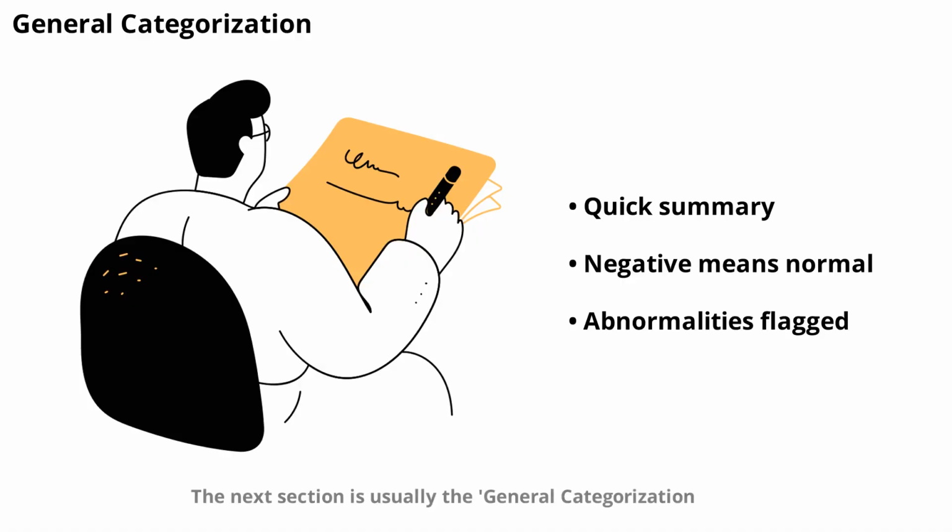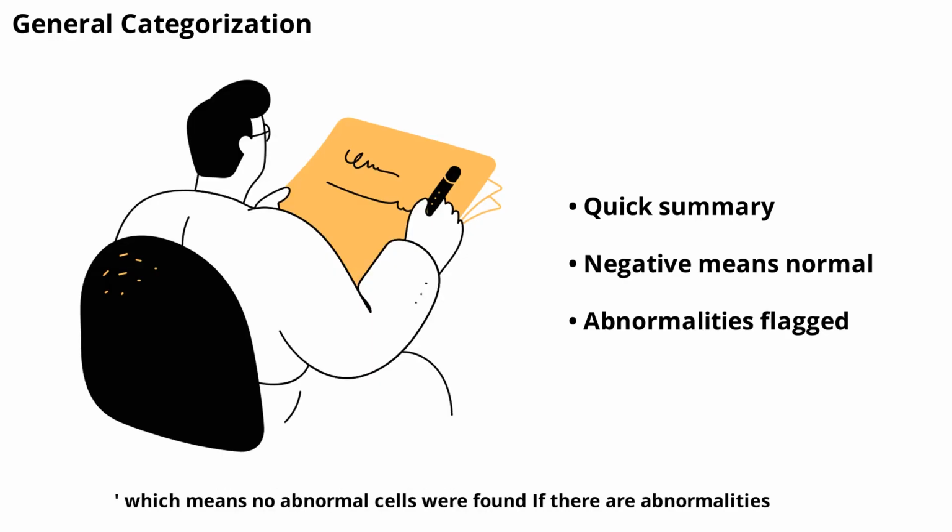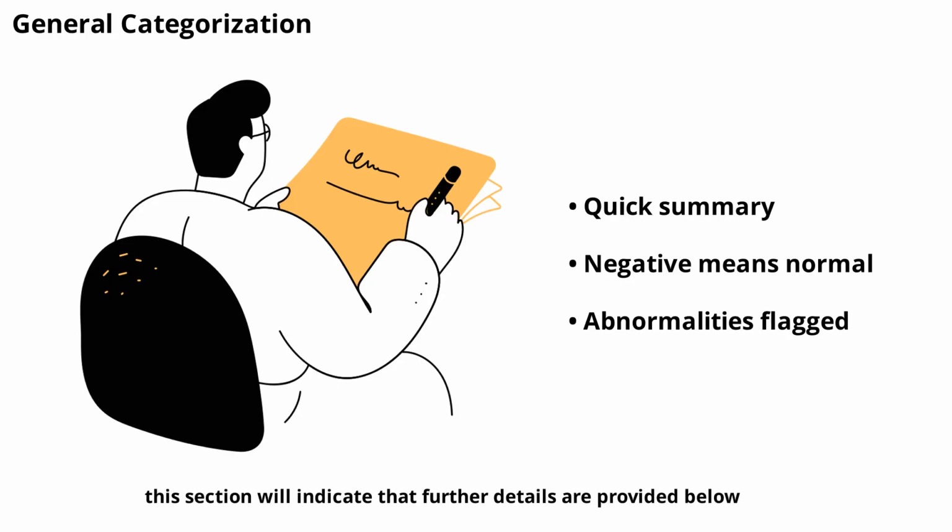The next section is usually the general categorization. This gives a quick summary of the findings. You might see terms like negative for intraepithelial lesion or malignancy, which means no abnormal cells were found. If there are abnormalities, this section will indicate that further details are provided below. This summary helps you quickly understand if there's anything to be concerned about.